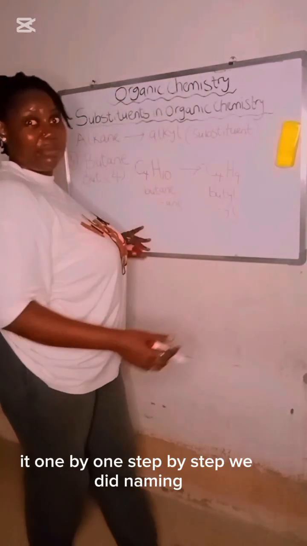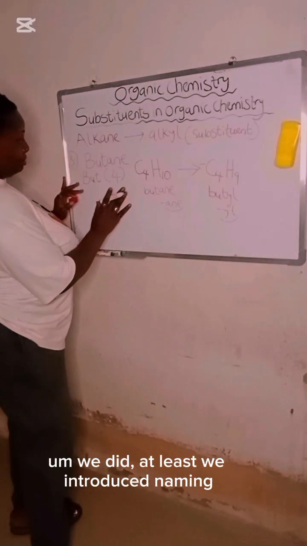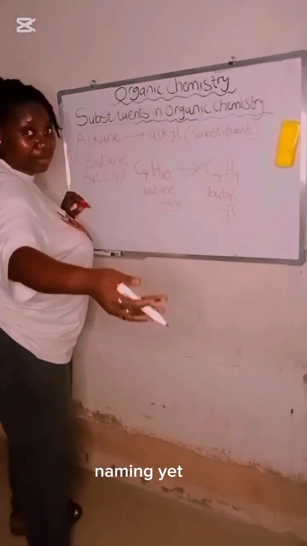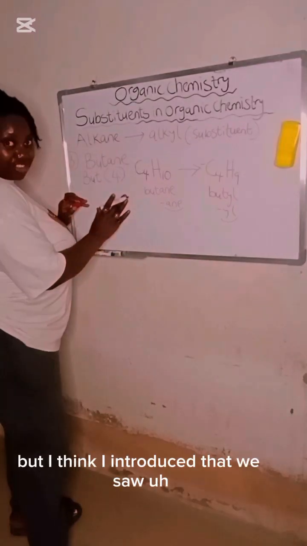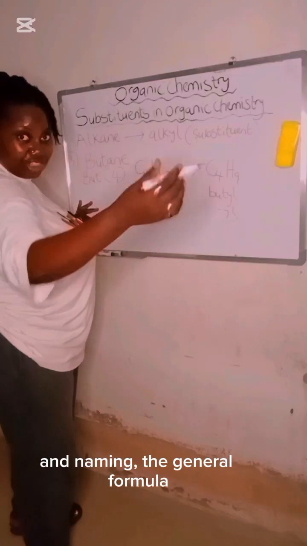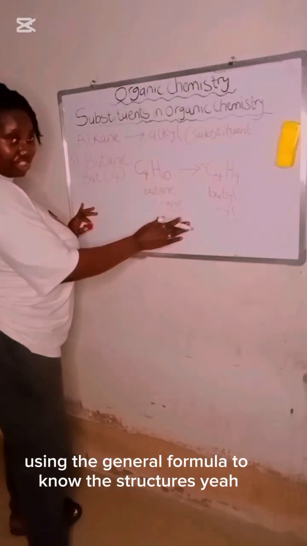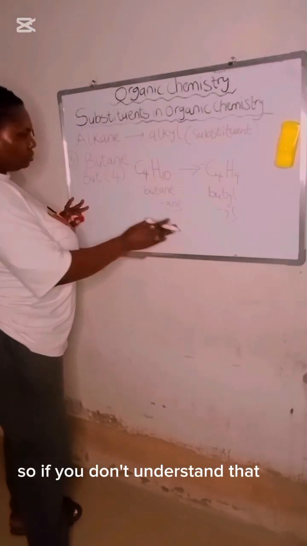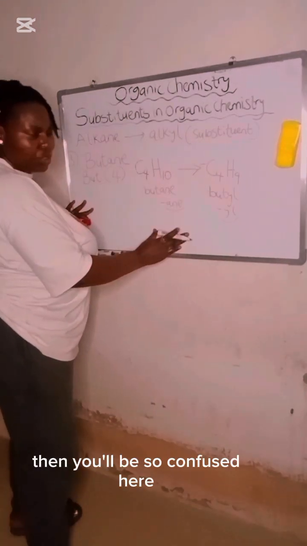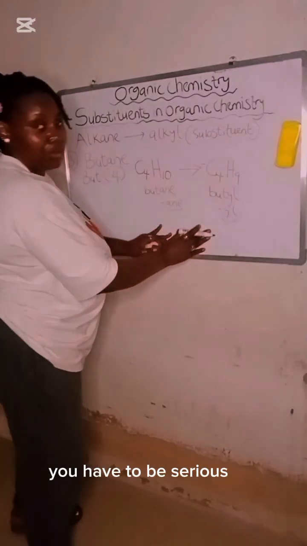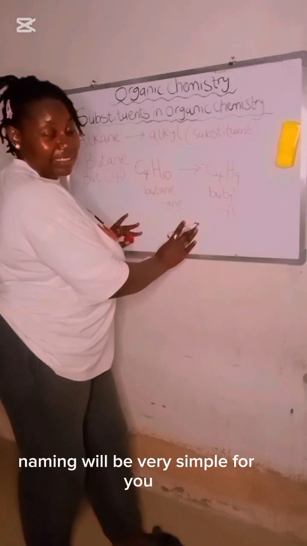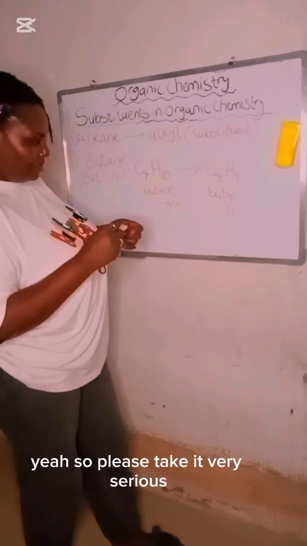It's step by step. We did, at least we introduced, naming. We've not started the main naming yet, but I introduced that. We saw the classification and naming, the general formula, using the general formula to know the structures. If you don't understand that, you'll be so confused. So you have to understand these substituents. You have to be serious. If you understand these substituents very well, naming will be very simple for you. So please take it very seriously.